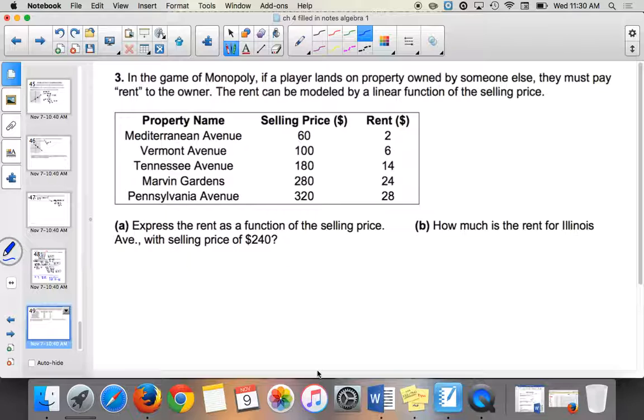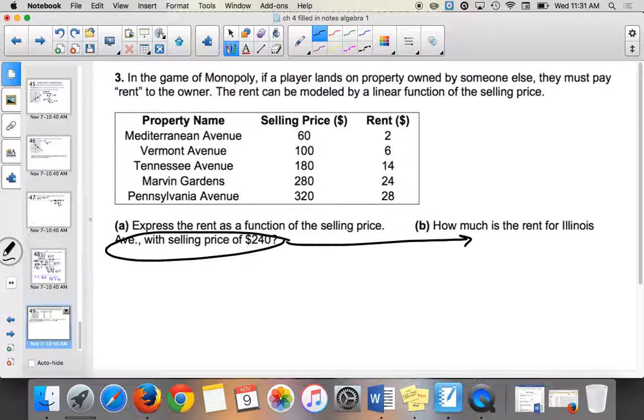All right, so we know this. We know that when we land on Park Place or Boardwalk, we owe more rent, right? That's why we want those. Even though they're more expensive, we get more money when people land on them, okay? So it says, express the rent as a function of the selling price.